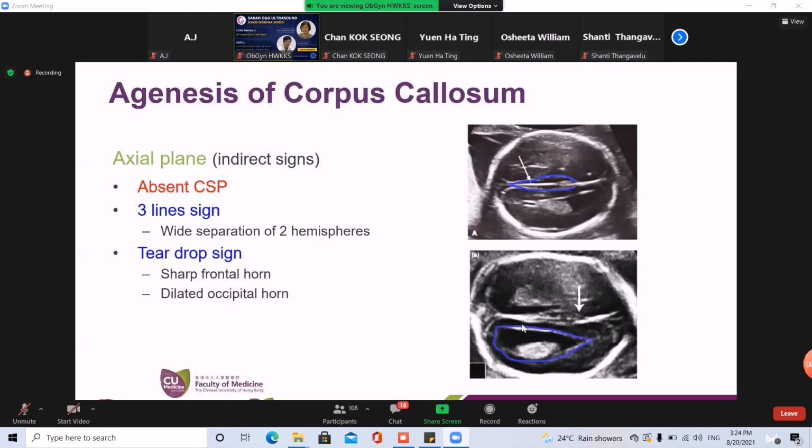And the third one is the teardrop sign. You can see that the lateral ventricle is just like a drop of tears because the frontal horn is very sharp and the posterior horn is dilated. So this is a teardrop sign.